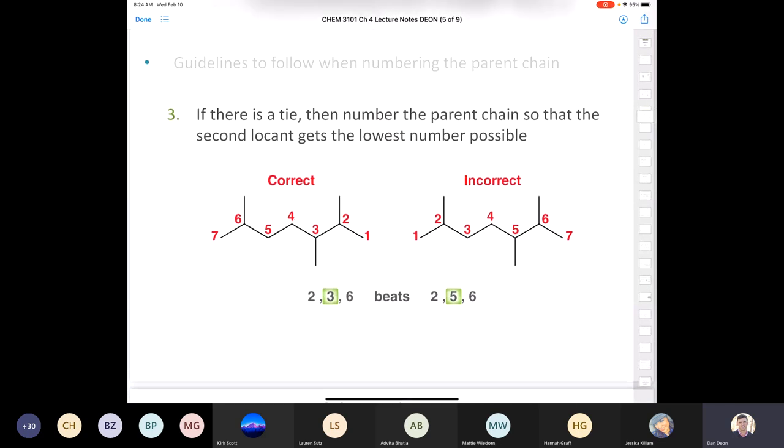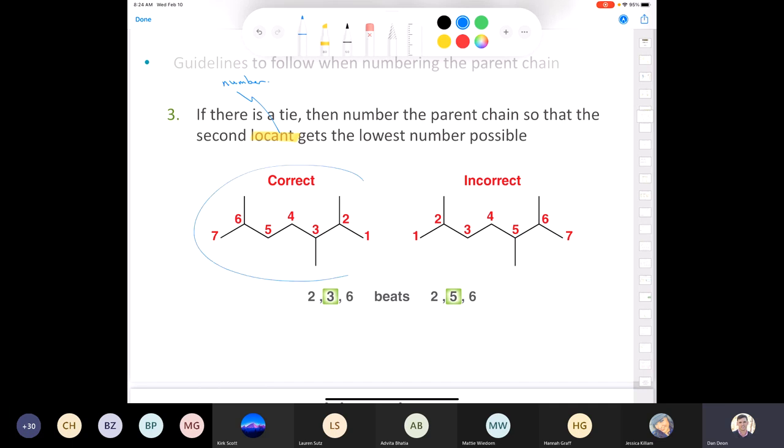Let's see here. It says if there's a tie, then you number the parent chain so that the second locant gets the lowest possible number. The word locant is just a fancy name in organic chemistry that we use for number. Okay, it means nothing more than number. So a 1, a 2, a 3, right? Look, here's the correct way right here. It wouldn't matter if you numbered going this way. Okay, the first substituent is at carbon 2. If you even did it the incorrect way, your first substituent is at carbon 2.